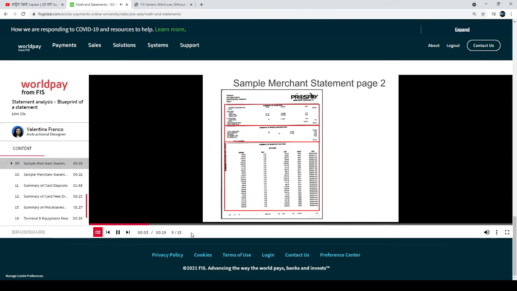On page 2 of this statement, we see that the summary of card fees continues outlining the total Visa charges and all Discover transactions. We also see all the extra fees outlined as well as it shows the daily deposits of the merchant per batch.